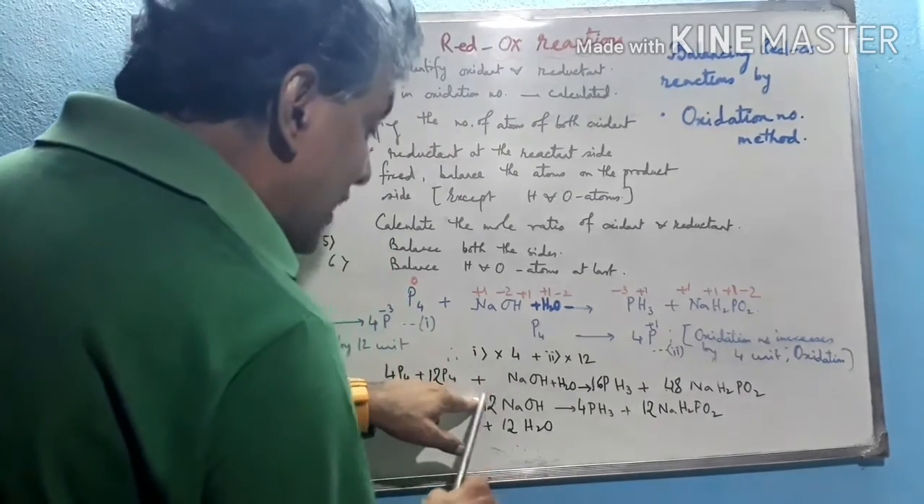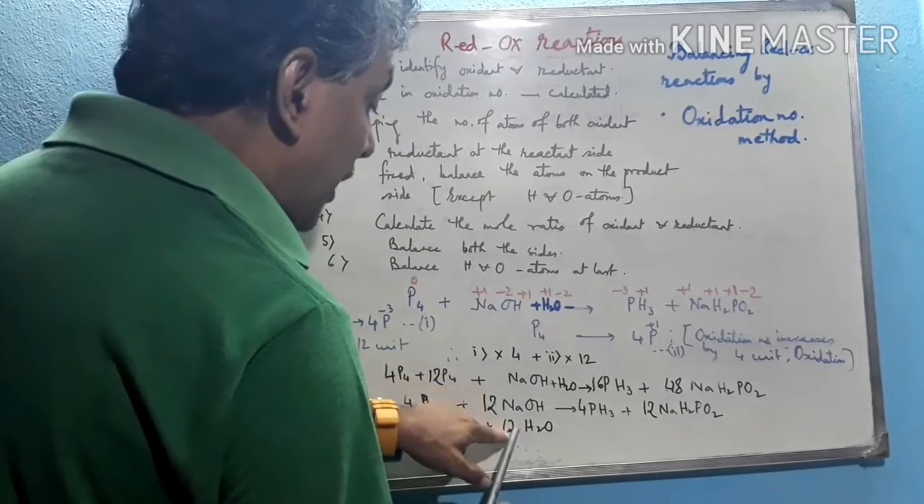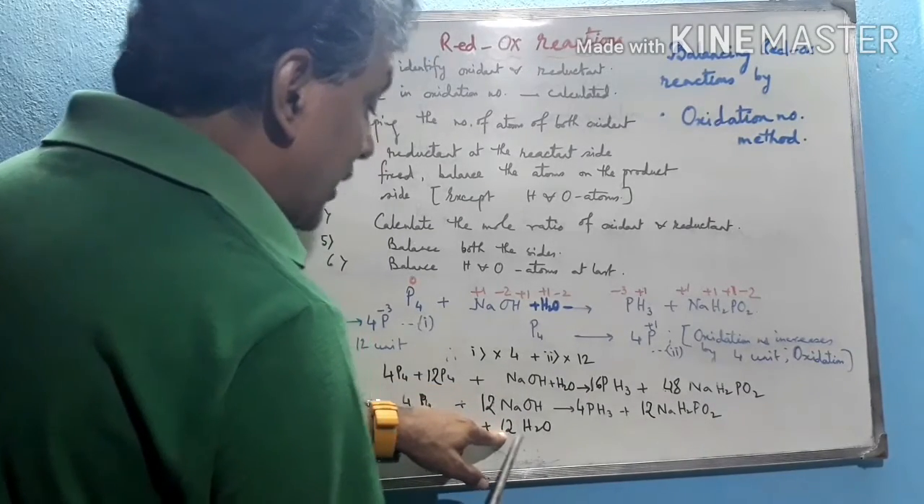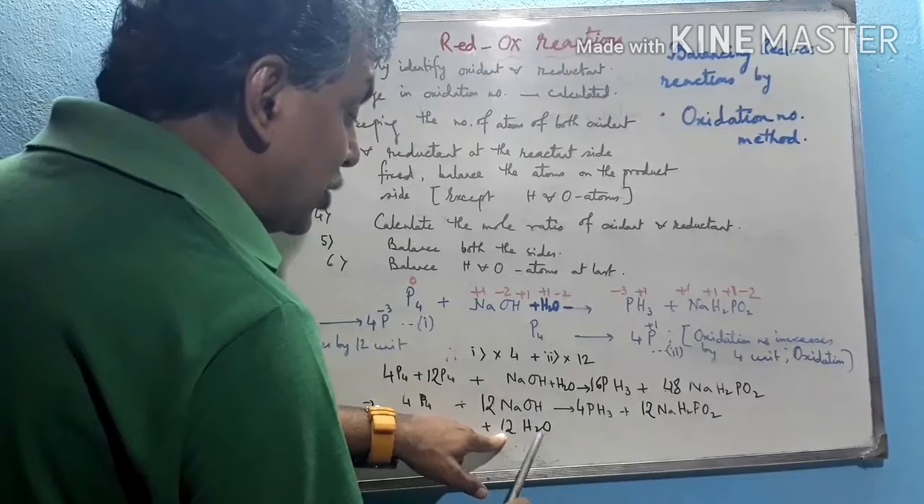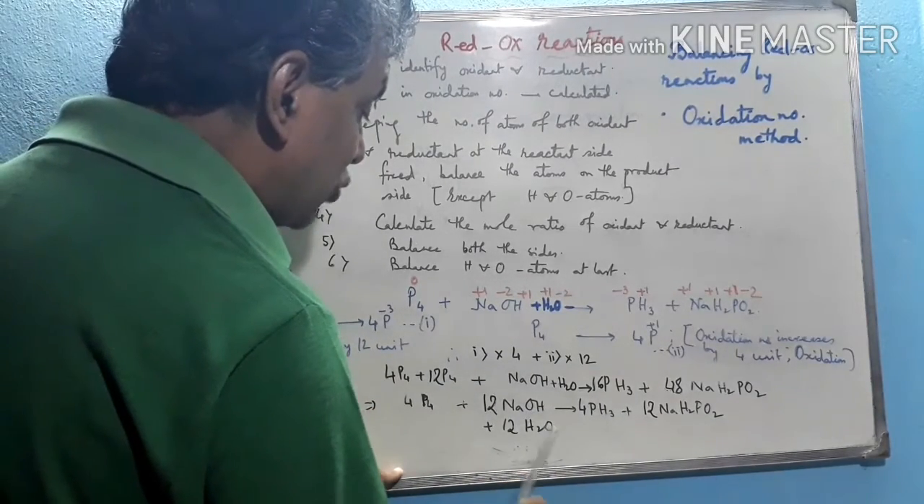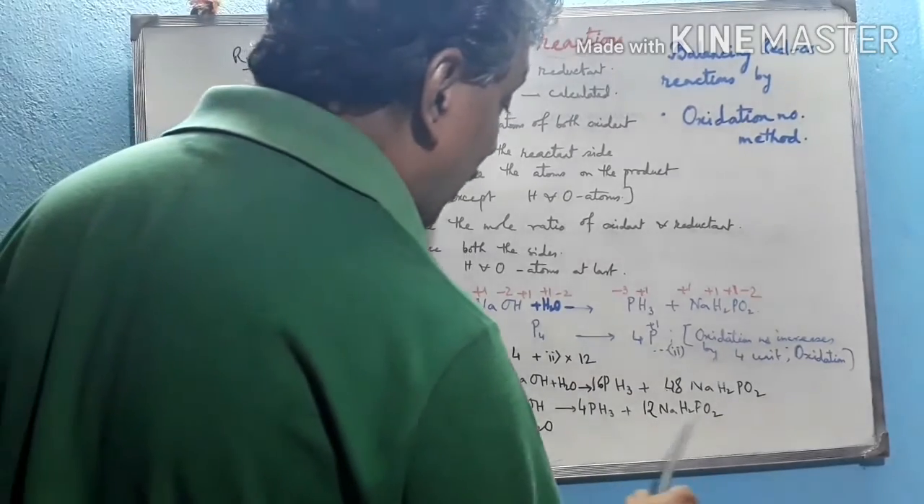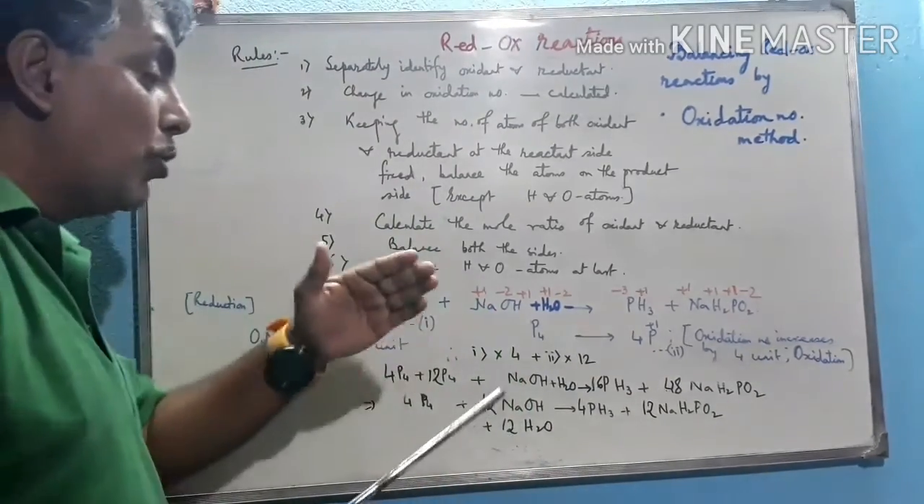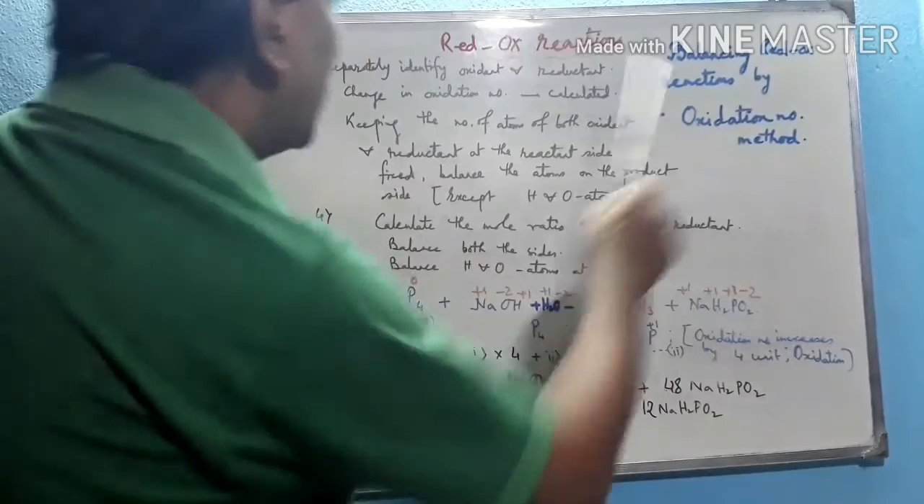So to balance the hydrogen on the left-hand side, we have to multiply H2O by 12. That means the left-hand side has a total of 12 H2O. Now the oxygen atoms are also balanced: 12 oxygen plus 12 oxygen, 24. Here also 24 oxygen. So this is the method through which you can balance a chemical equation by the oxidation number method.